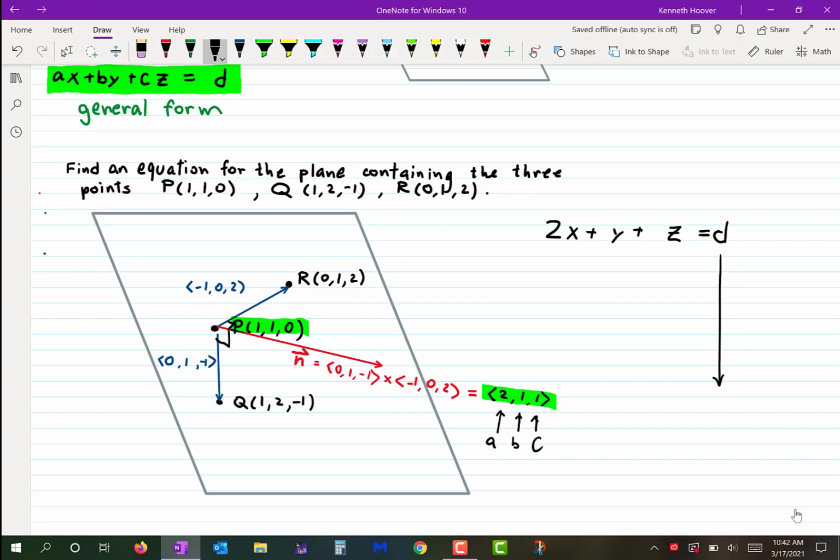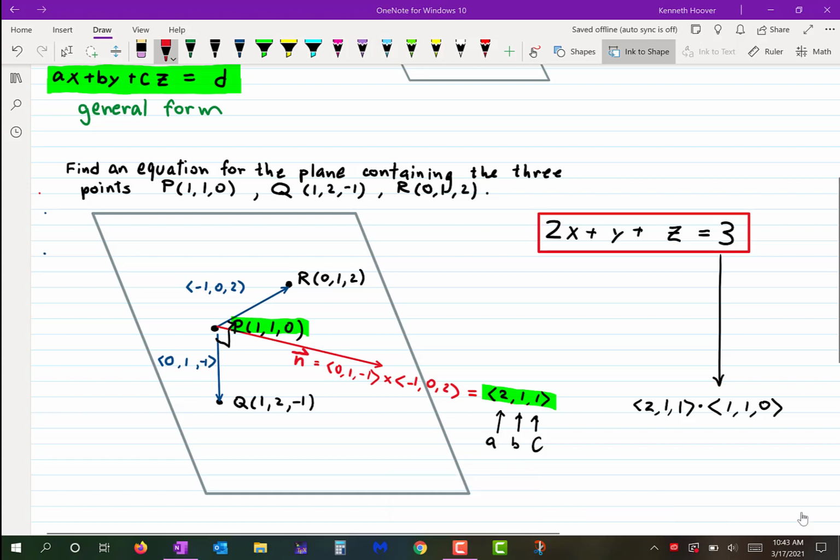d is the dot product of your normal vector with the vector 1, 1, 0. And where's that coming from? 1, 1, 0. That's the vector that points to P. And what is that dot product? It's 3, right? So there's our equation for the plane. 2x plus 1y plus 1z equals 3. So that's how you can find the equation of a plane if you're given 3 points on the plane.